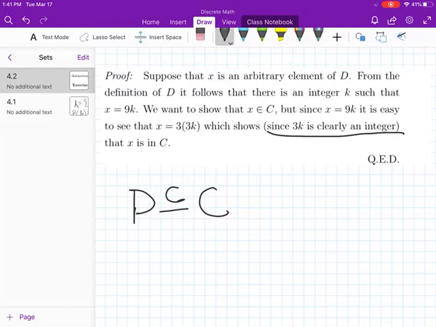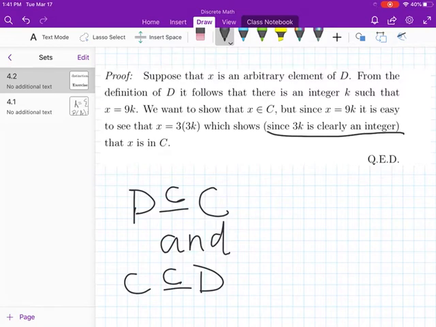This may seem almost trivial, but things get more complicated. Something kind of interesting is that if I can show that D is a subset of C and that C is a subset of D, then I prove that C and D are equal to each other. These sets are equal. They're equivalent sets. They contain the same elements. So that's something interesting to look forward to.